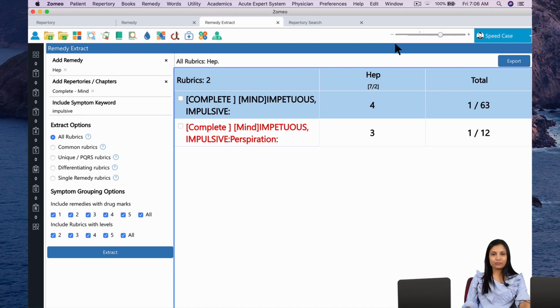Another remedy that was there in this list was sepia. Now sepia's impulsivity is more towards the family and especially towards the husband, because her issues are always with the family and especially in most cases with the husband. So the impulsivity, the irritability that you will see in sepia is directed more towards the spouse than anyone else.